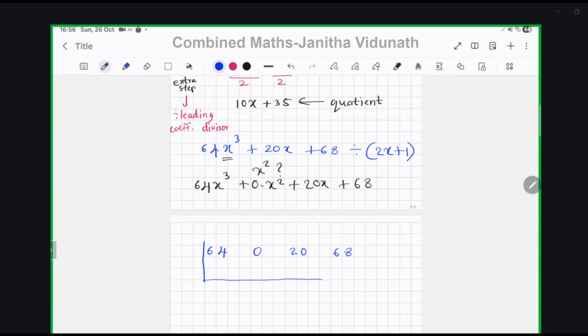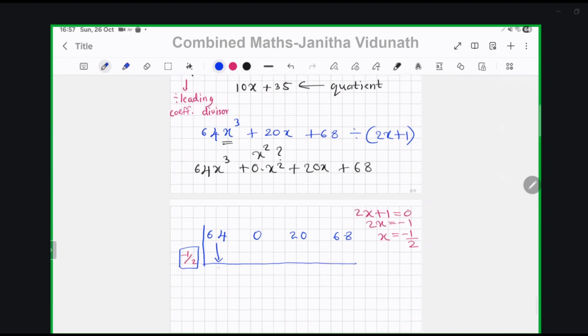Then we need to find the value inside the box. That means we set our divisor equal to 0. 2x plus 1 is equal to 0. That means 2x equals minus 1, so x equals minus 1 over 2, that means minus half. Then we put down our first coefficient, 64. Then we start our synthetic division.